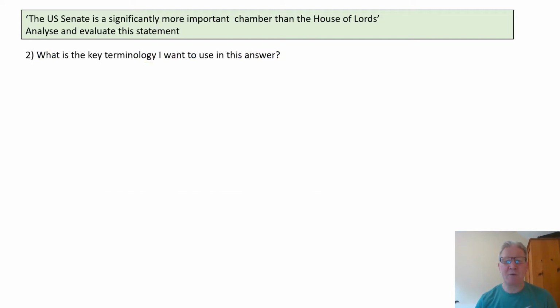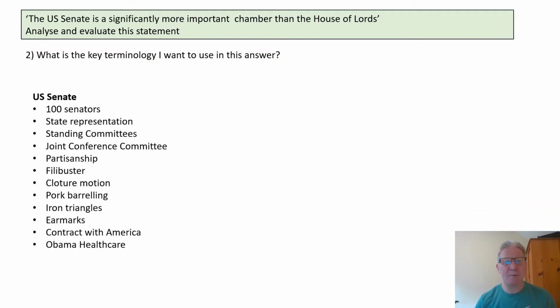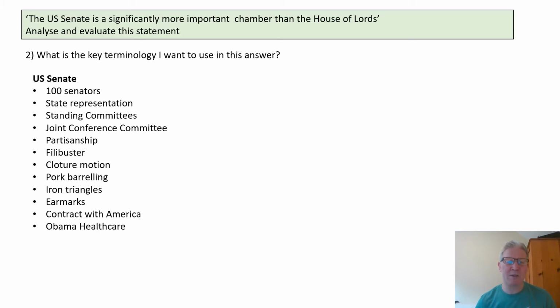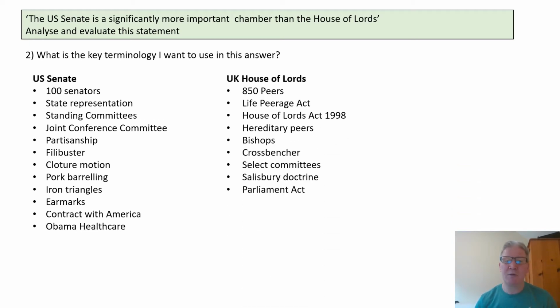In terms of the key terminology that you would want to put forward, well, certainly in the US, you're talking about the size and composition of the US Senate, and the key terminology that's linked to the Senate, such as the filibuster, such as the iron triangles, and other things that we could have talked about certainly in the legislative process. In terms of the UK, we're talking about the nature of the peerages that exist there, the rest of the composition, and some of the role that it plays in regards to legislation, such as the Salisbury Doctrine and the Parliament Acts.